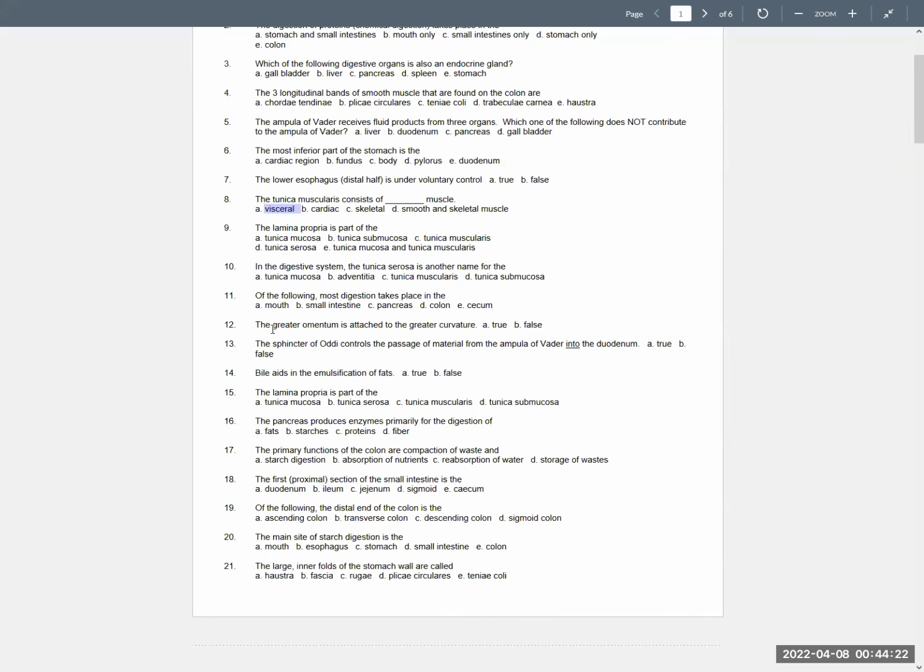9, the lamina propria is part of what? Now, there were 3 parts to the first layer. The first layer is the tunica mucosa. It consists of epithelial cells or microvilli. It consists of the lamina propria and the muscularis mucosa. The answer for number 9 was the tunica mucosa.